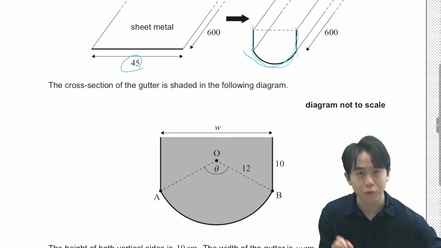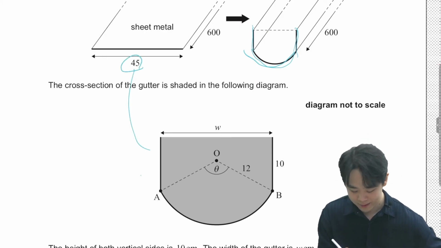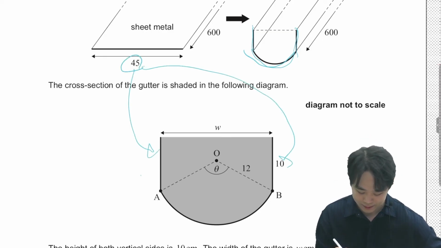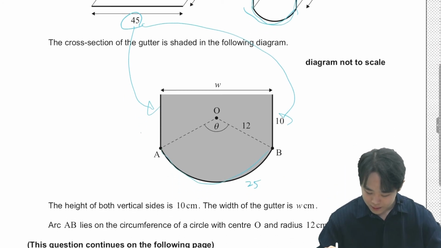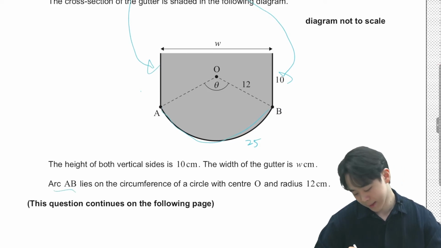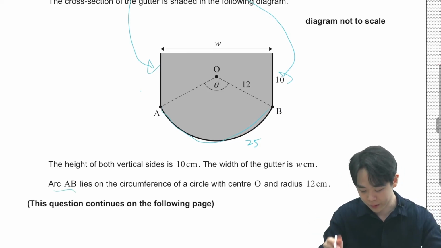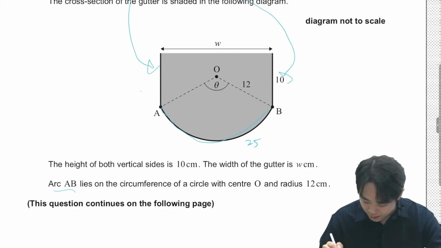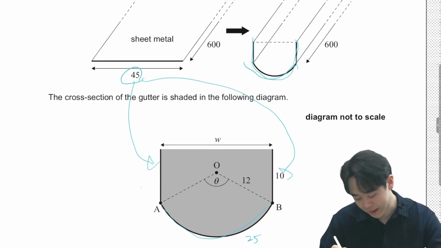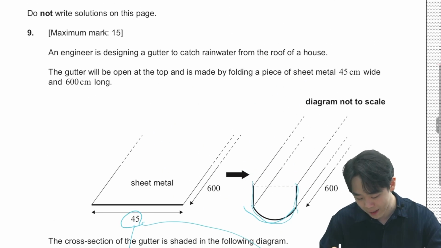So out of the 45 available length, 10 are going to the sides, and AB, this is the arc length with 25 length. Okay, so arc AB is a circumference of a partial circle, right? So you could imagine there being some type of circle here. And I'm guessing we're going to find out the different dimension lengths, angles, and areas here.